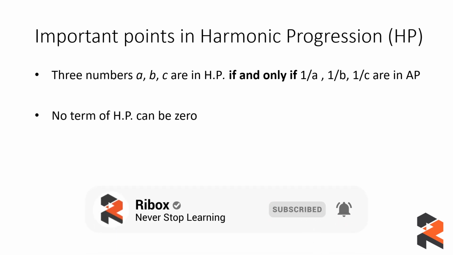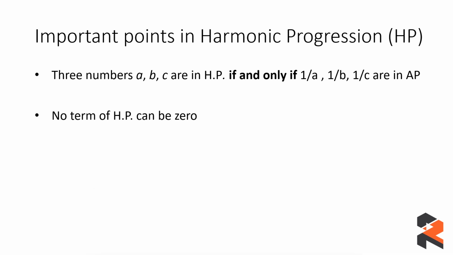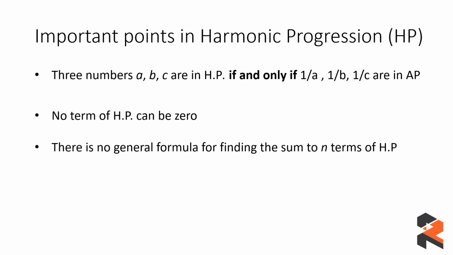So always ensure that no term of a harmonic progression can be 0, which is quite obvious because in your AP you don't have any element which is resulting to a value called 0. So that's not possible in a harmonic progression. Or else if there is an arithmetic progression which has a term 0 in it, then that series cannot be converted into a harmonic progression, because there is no term in harmonic progression that can be 0. There is no general formula for finding the sum to n terms in harmonic progression, just like we have in arithmetic progression and in geometric progression. This is something which we don't have in harmonic progression, that is not possible.